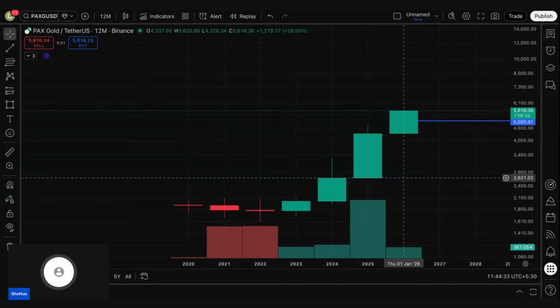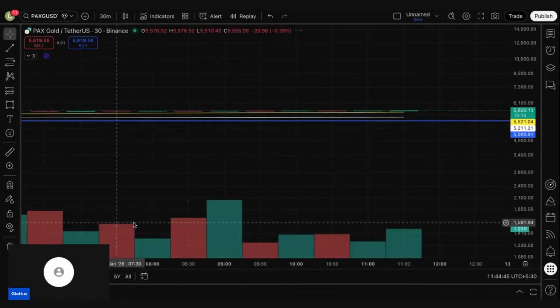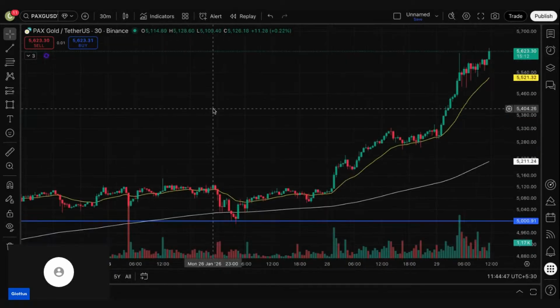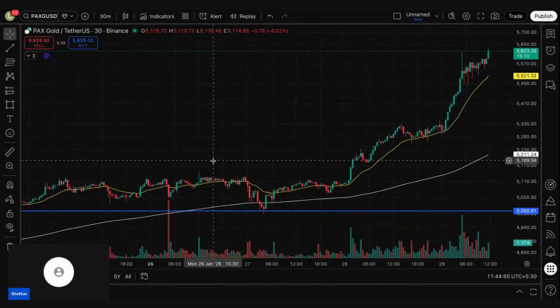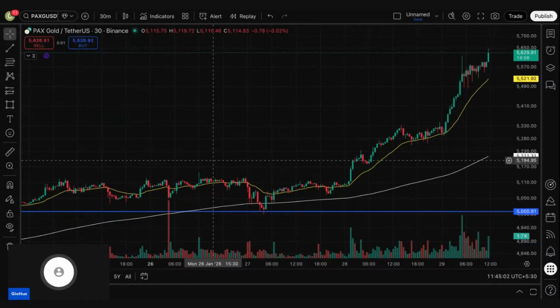So gold is slowly turning like an altcoin. I don't know why, but most importantly, when is this correction ending, guys? This is the major question to ask. Sorry, when is this rally ending, and at what point will gold actually start to correct? Consistent breakouts on gold's 30-minute price action.